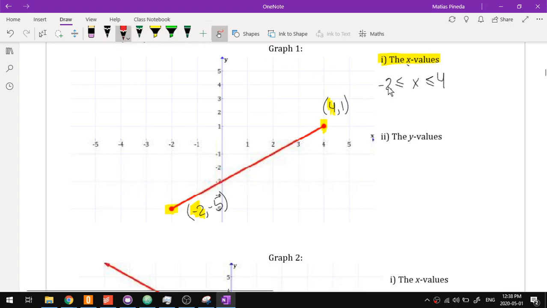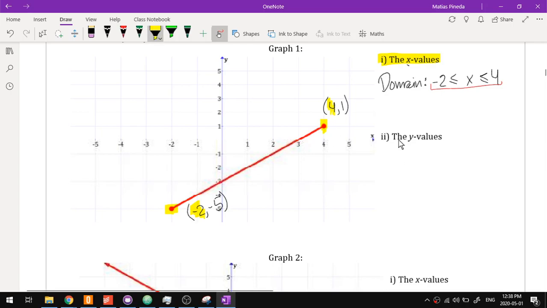This expression here is a double inequality, and it represents what's called the domain of this function. The domain of a function identifies between which values of the independent variable, in this case x, the function is defined.